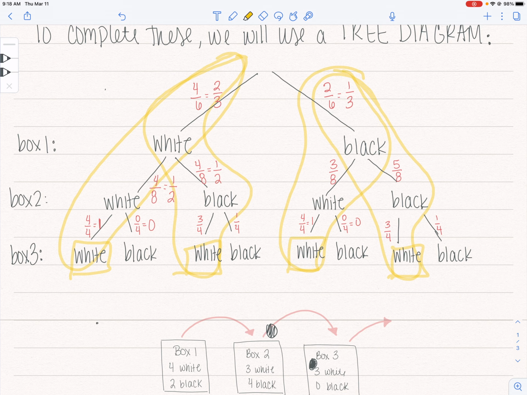Just for the sake of time, I'm not going to do them all. You're going to go through and multiply on every tree branch. So for this first one, the probability of white, white, white would be 2/3 times 1/2 times 1. Then you're going to do the same thing for this branch, multiply all of those, and do the same for the rest. Because it's looking for white or white or white or white, you are going to then add all of these individual probabilities. And that is the probability that the last ball is white.